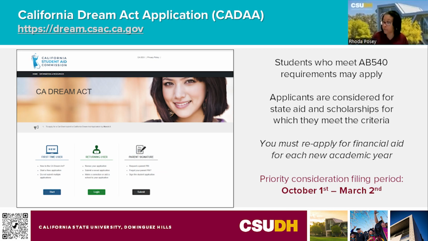And then if you're a returning user, you can see on the webpage that it's either a new user or returning user. And the next application is the California DREAM Act application. Here's the website above it, dream.csac.ca.gov. Students are eligible to apply if they meet the AB 540 requirements. Applicants are considered just for state aid and any scholarships that they're eligible for. And again, you have to reapply for each new academic year. Same filing period as the FAFSA, October 1st through March 2nd. So if anyone's considering returning for the upcoming term, make sure you've done your application.